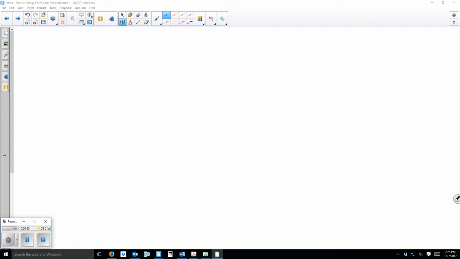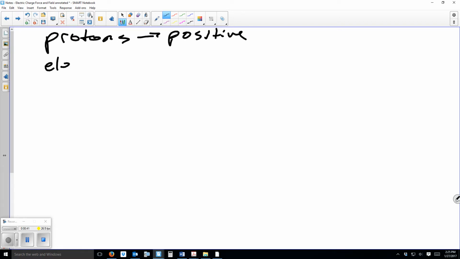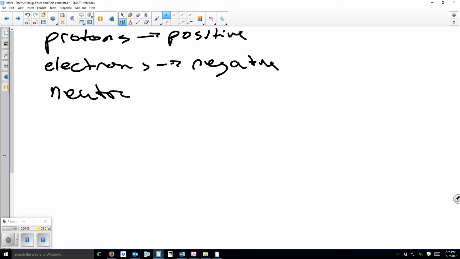Protons are positive. Electrons are negative. And neutrons we really don't care about because they're neutral. They don't do anything for us. They are entirely neutral. And remember that it's the electrons that can move. Our protons are locked in the nucleus. They can't move around. Those nuclei are locked together, but the electrons can move about. They can kind of do whatever they want.